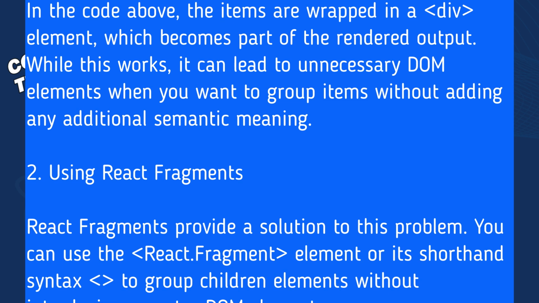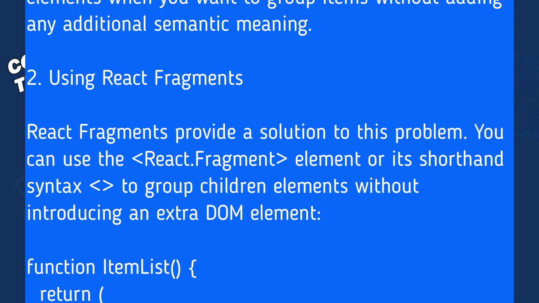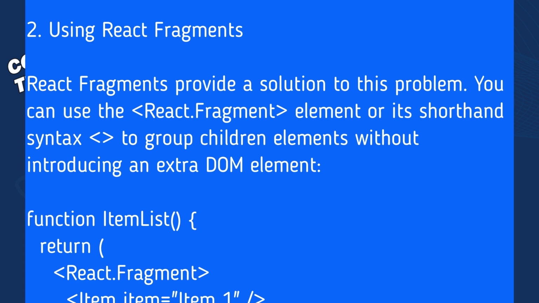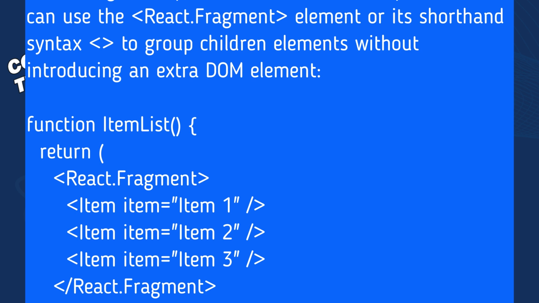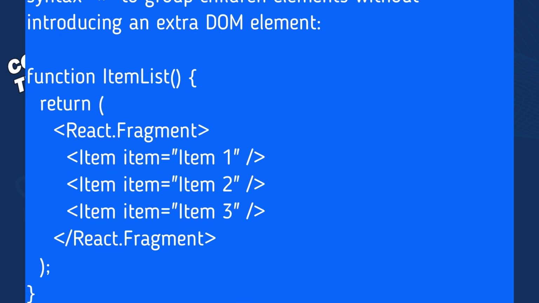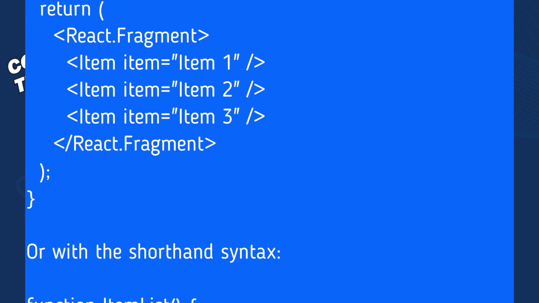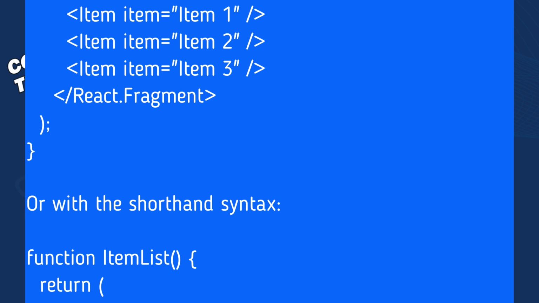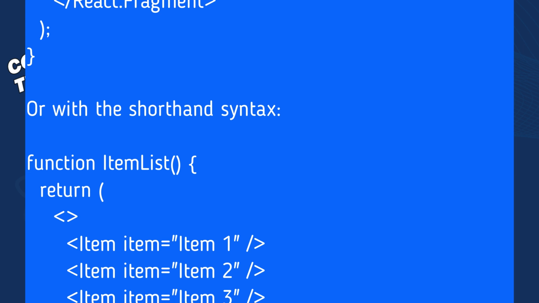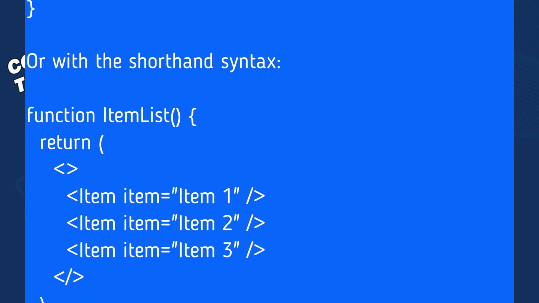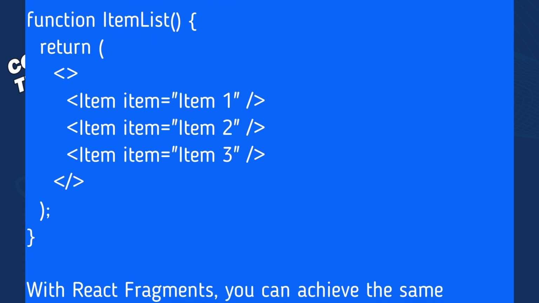2. Using React Fragments. React Fragments provide a solution to this problem. You can use the React Fragment element or its shorthand syntax to group children elements without introducing an extra DOM element. Function ItemList, return, React Fragment, Item equals item 1, Item equals item 2, Item equals item 3, React Fragment, or with the shorthand syntax, function ItemList, return, empty angle brackets, Item equals item 1, Item equals item 2, Item equals item 3, closing empty angle brackets. With React Fragments, you can achieve the same grouping effect without introducing extra HTML elements into the output.